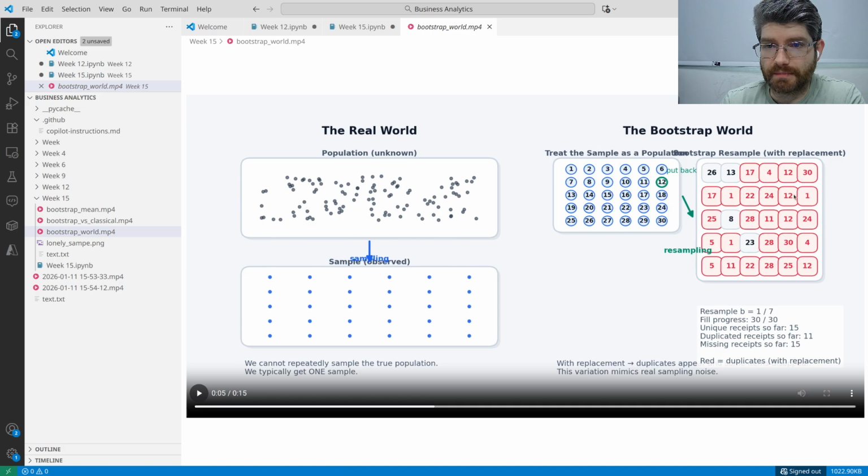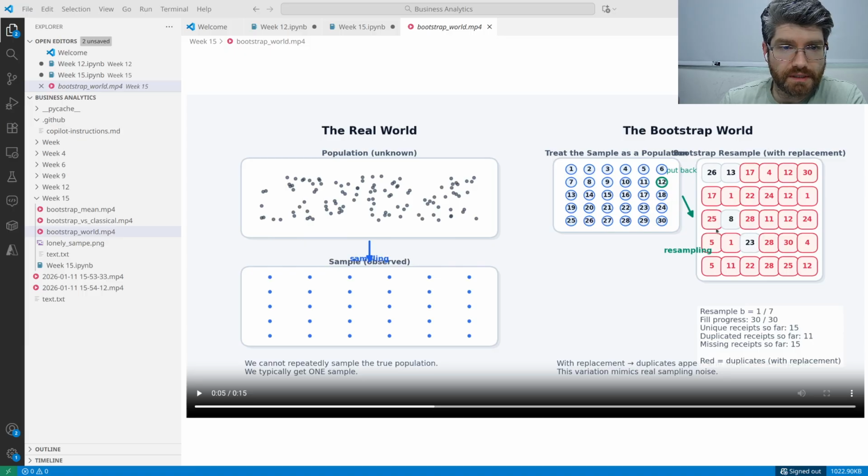And we can see that there is resampling with replacement. So we have the option to select the same number several times, right? So in this resample, we can see duplicated values so far 11, missing values so far 15. So we haven't used all the numbers from the sample. And this is a very, very unique way of creating those resamples.